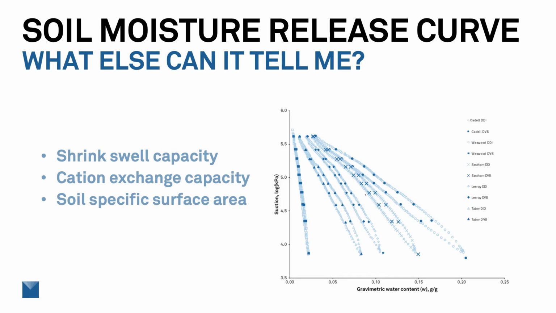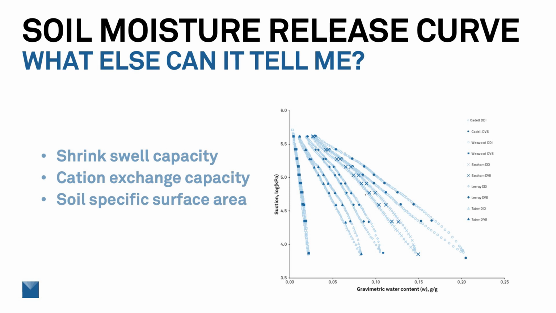What else can a soil moisture release curve tell us? I'm not going to talk in depth about these topics, but I'm going to throw them out there as things that are being done and other information that lives within the soil moisture release curve. One application is we can use the soil moisture release curve to actually predict the shrink swell capacity of soil.